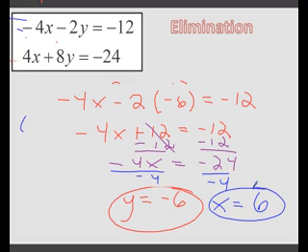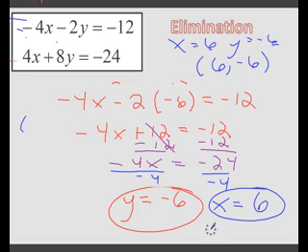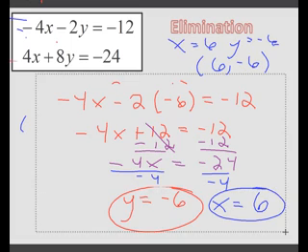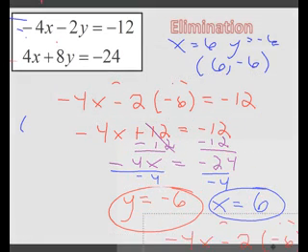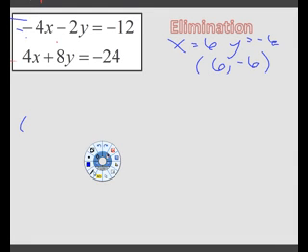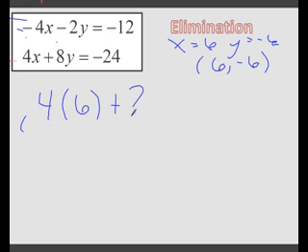So that's my solution. The solution is x equals 6, y equals negative 6, or 6 comma negative 6. And just like with solving equations, the best thing to do really now is to test our solution. Now I used the top equation to find my x, so I'm going to use the bottom equation to test my solution set. So 4 times x, which is 6, plus 8 times y, or negative 6, equals negative 24.